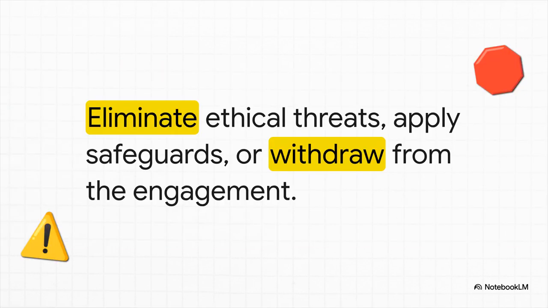Now, what happens if an auditor is evaluating their independence and stumbles upon a severe ethical threat? Well, the standard is incredibly clear on this. You have to take appropriate action to either eliminate those threats completely, reduce them to an acceptable level by applying safeguards, or if the threat is just way too big, you just have to withdraw from the engagement altogether. You can't build a house on a toxic foundation, and you sure can't audit without unquestionable independence.